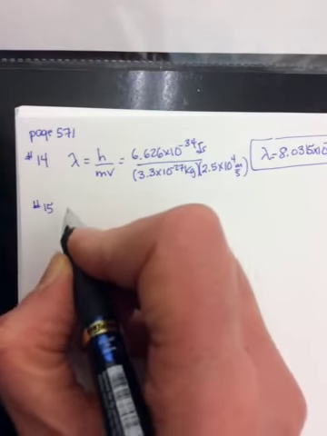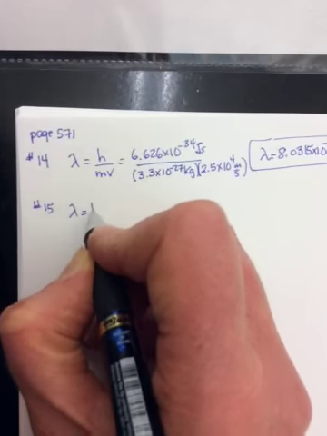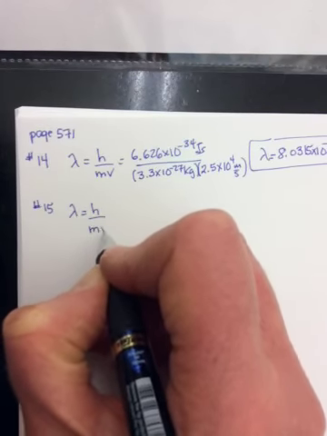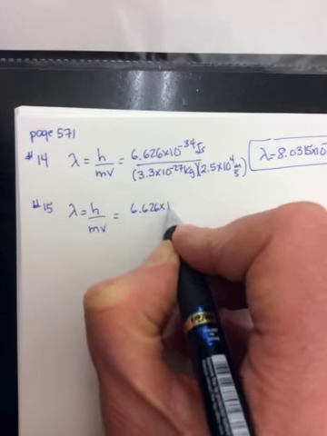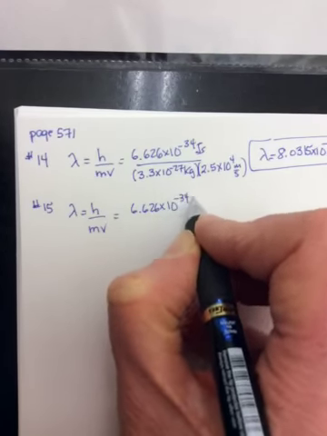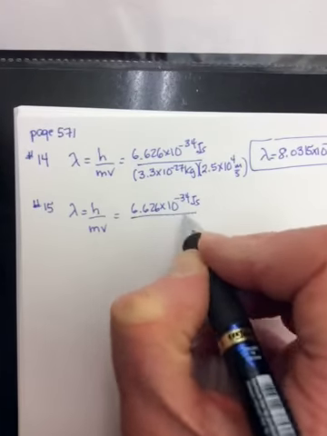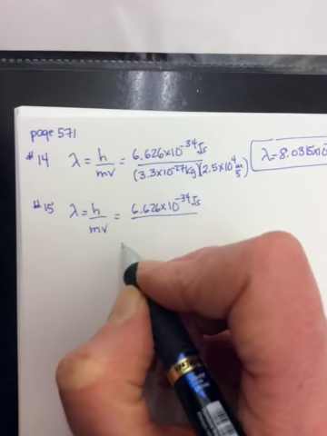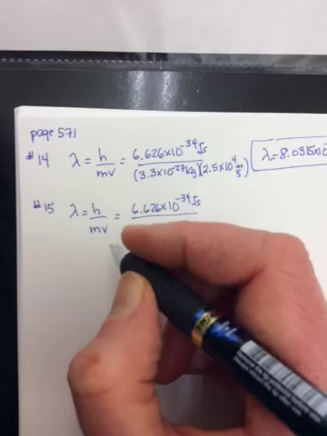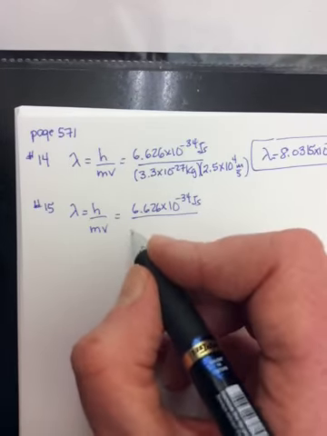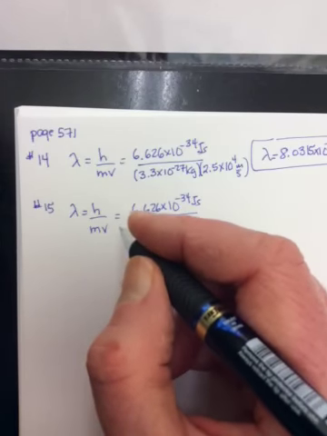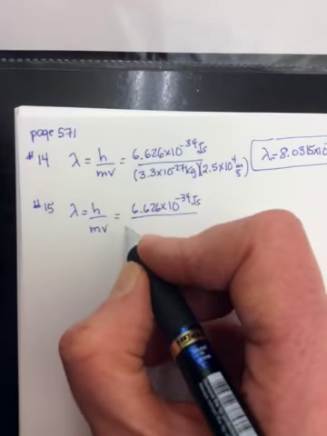What is the de Broglie wavelength? So again, you're looking for lambda. It's equal to h over mv. H is 6.626 to the negative 34 joules seconds. So what is the de Broglie wavelength of a proton moving with the speed of 1 times 10 to the 6 meters per second? Mass of the proton, 1.67 times 10 to the negative 27.